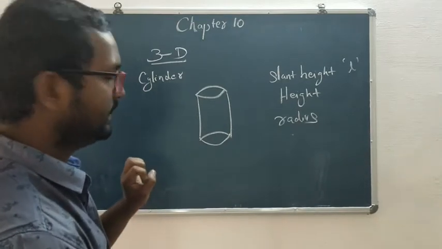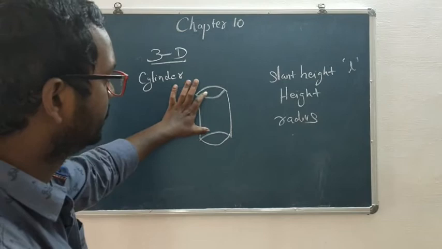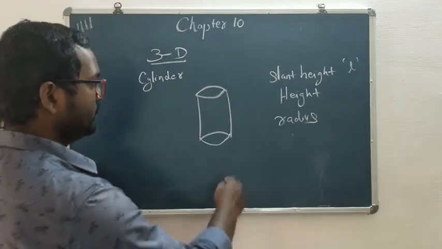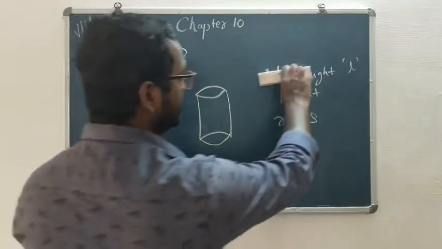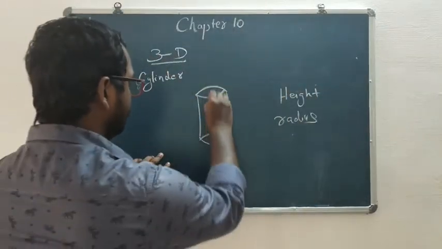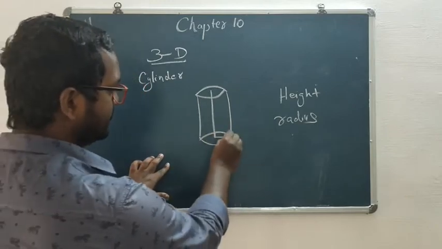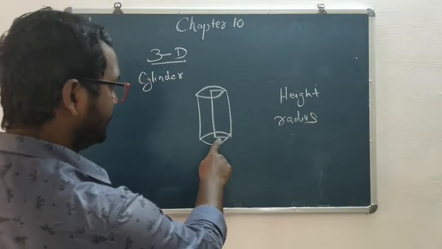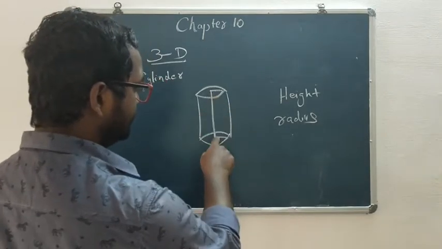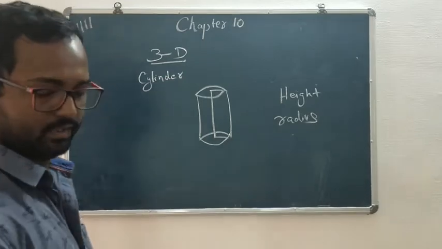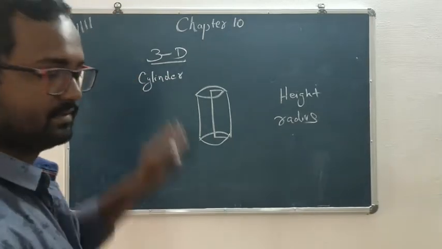So in the cylinder, we have two circles at the top and bottom. In this we do not have slant height. We have height and radius. This radius and this radius are going to be the same. This is 5 cm, this is 5. This is 6, this is 6. It's like that. Height varies. Okay, so this is a cylinder.